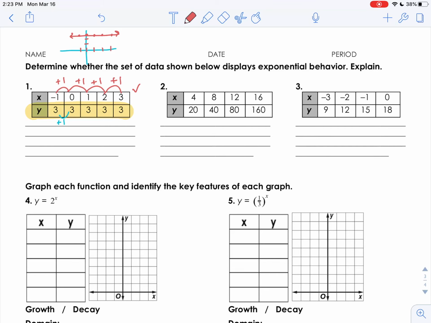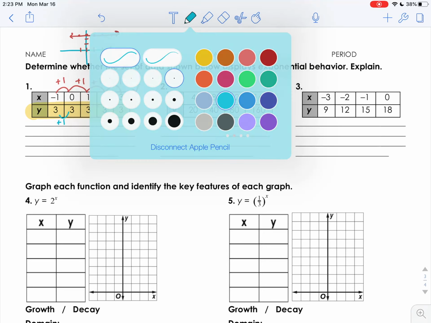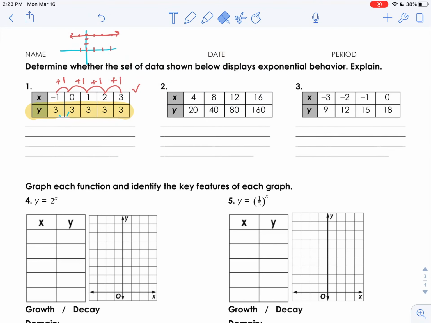So this data actually is linear. And I don't know why I wrote +1 down there. That's not correct. I meant +0 times 1. We could do times 1, or we could do +0. So we'll think of this as +0, 0, 0, 0. So no, this is not exponential. It's linear.